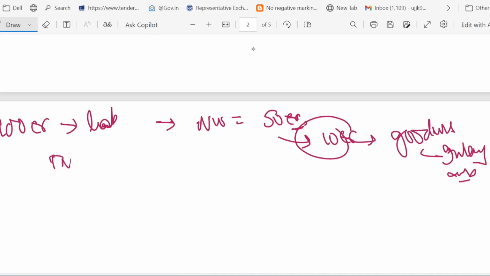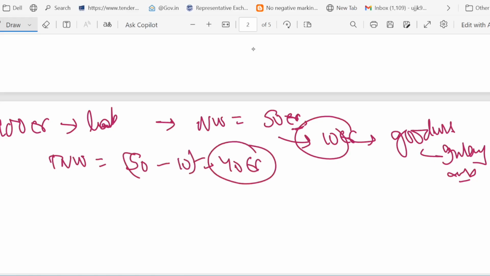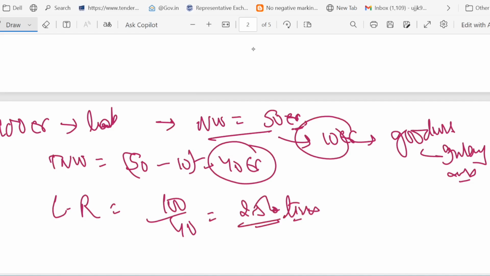So what is the tangible net worth? Very simple, 50 minus 10, which is equal to 40 crore. That is our tangible net worth. Simple. Out of net worth, you subtract the intangible, you will get tangible. So the leverage ratio is 100 divided by 40, liability divided by 40, which is equal to 2.5 times. So it means that for every 1 rupee of real money the owner puts in, the company has borrowed 2.5 from outside.